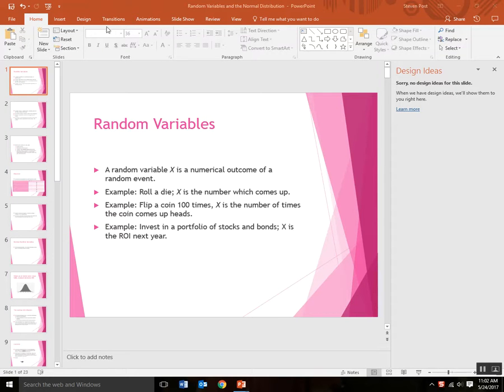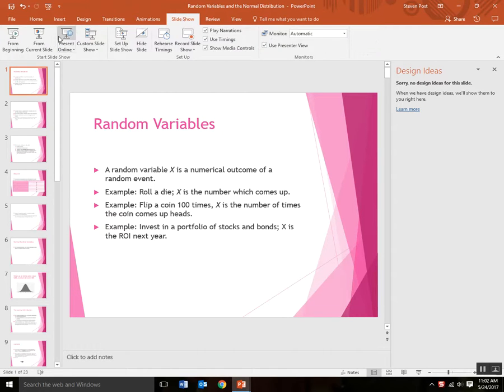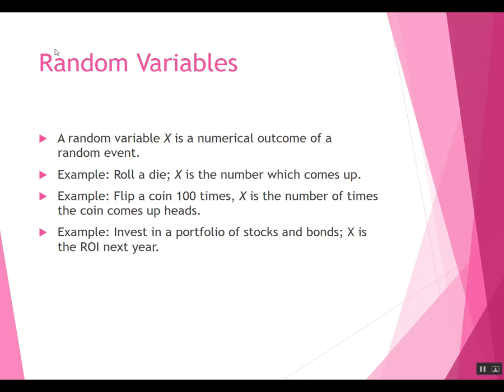In this screencast, we're going to talk about random variables. A random variable is a numeric outcome of a random event. So, for example, you roll a die, you get a number: 1, 2, 3, 4, 5, or 6. Or you flip a coin 100 times, and X is the number of times the coin comes up heads. It could be any number between 0 and 100.